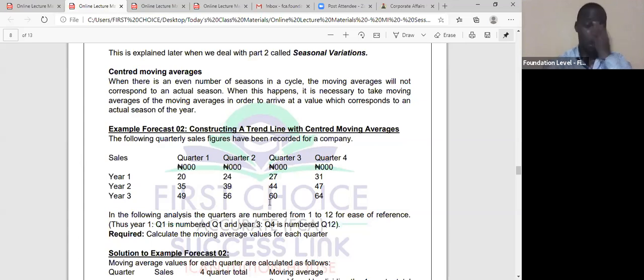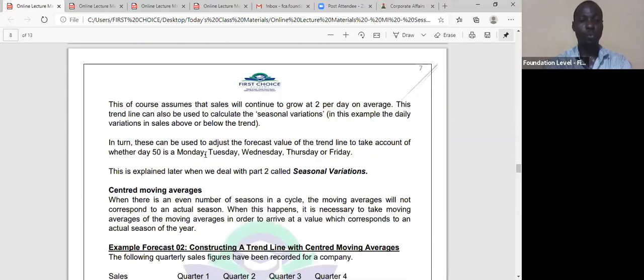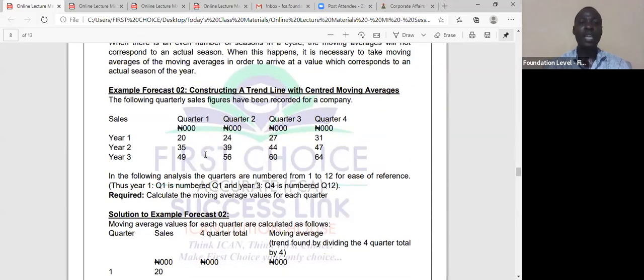Let's see an example. Example 2: the following quarterly sales figures have been recorded for the company. So look at 1 year, the season is quarters. So a quarter makes a season. There's first quarter, second quarter, third quarter, 4 quarters make the season of the year. Because we have 4 quarters, we'll have a 4 quarter moving average. When we have 5 days, we call it a 5-day moving average. So this is a 4 quarter moving average.